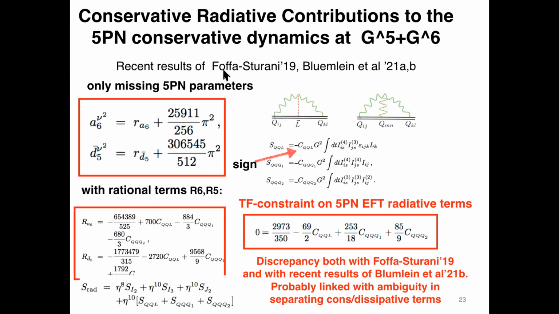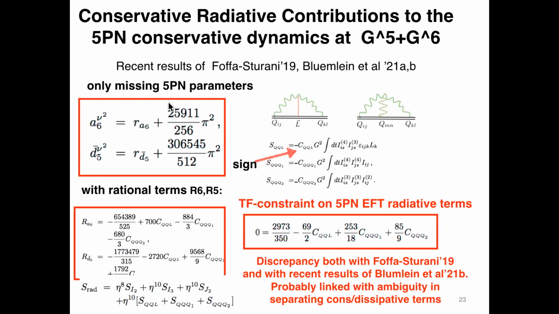work which has been done to use the EFT approach to binary dynamics, first by Foffa-Sturani and recently breakthrough work by Blümlein and collaborators, who computed not only the potential graviton, but also estimated the effects of the radiation graviton mode. So conservative effects due in principle to the exchange of the graviton nearly on the mass shell interacting with the quadrupole moment and the angular momentum or the quadrupole moment cubed.